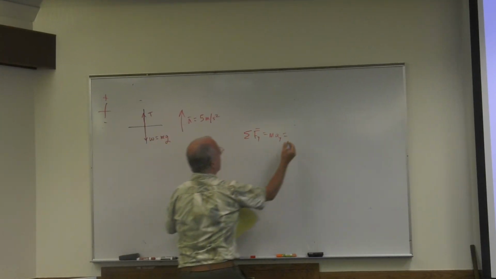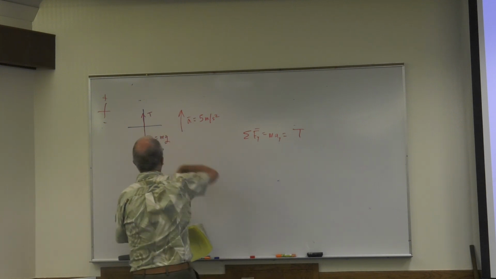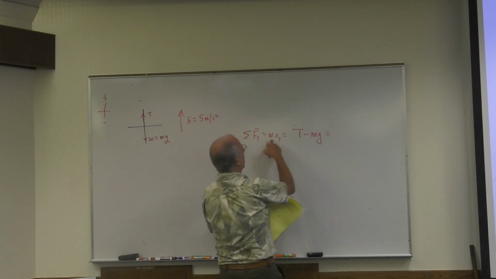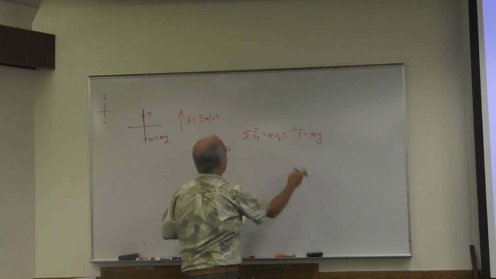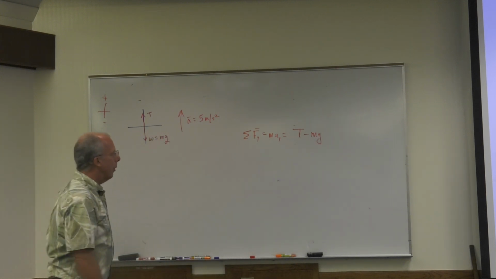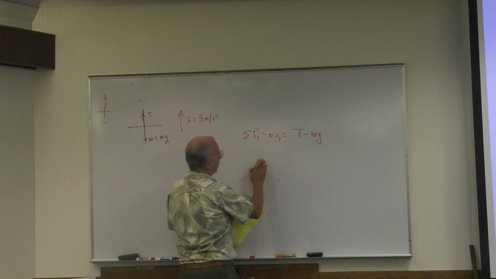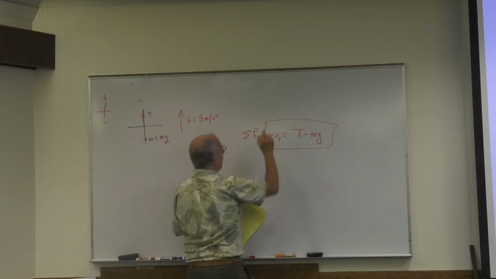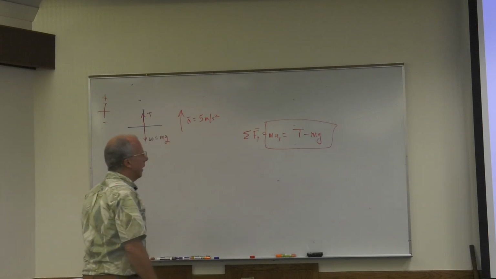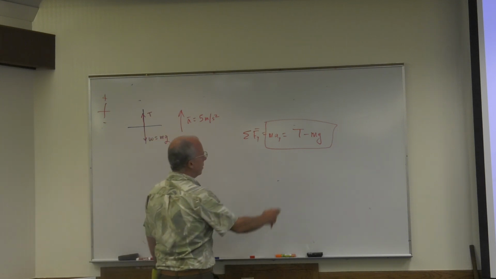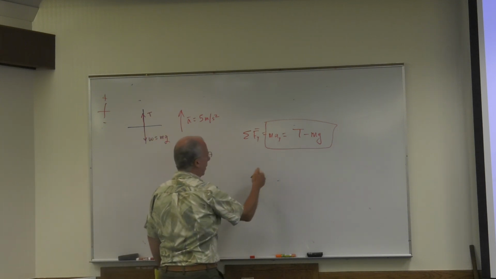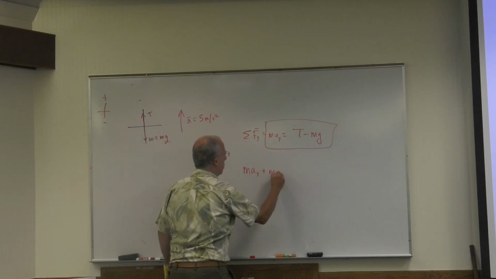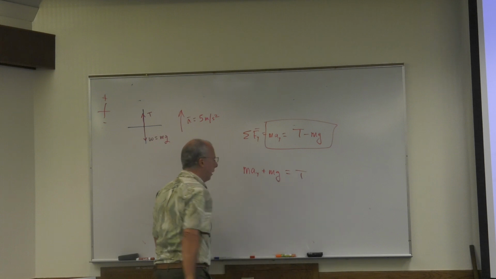Positive T, negative mg, and that equals, I already wrote it, ma. Okay? Now we would find that, okay, so there we go. So this is really what we are interested in, this part right here. We want to solve for the tension, so we have to put the mg on this side. So we have m a sub y plus mg equals tension.